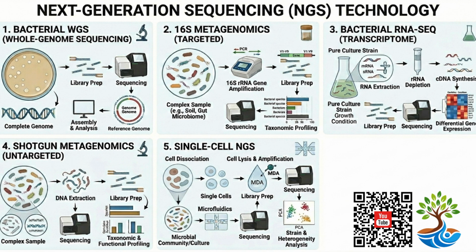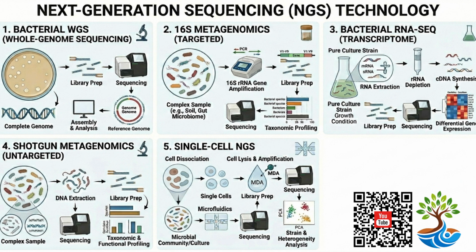The fourth technology is shotgun metagenomic sequencing. Rather than targeting a single genetic marker like the 16S ribosomal RNA gene, shotgun metagenomics sequences all DNA present in a sample. This enables researchers to identify bacteria, archaea, fungi, viruses, and other microorganisms simultaneously. In addition to taxonomic profiling, shotgun metagenomics also reveals functional genes, antimicrobial resistance genes, virulence factors, and metabolic pathways. As a result, it provides a much more comprehensive view of microbial communities than 16S sequencing.